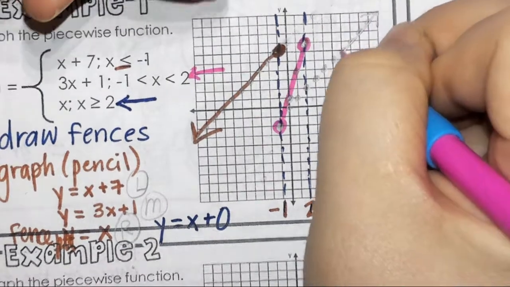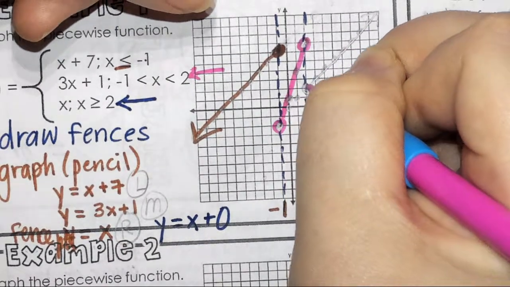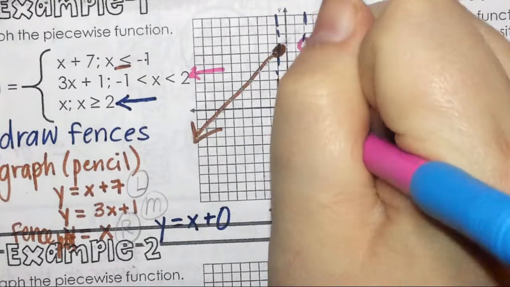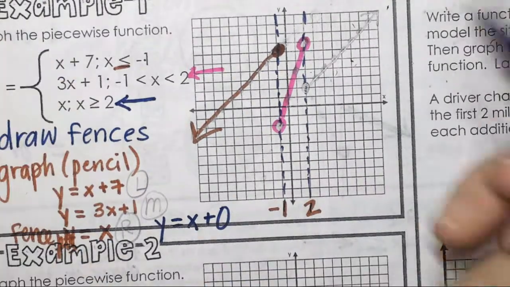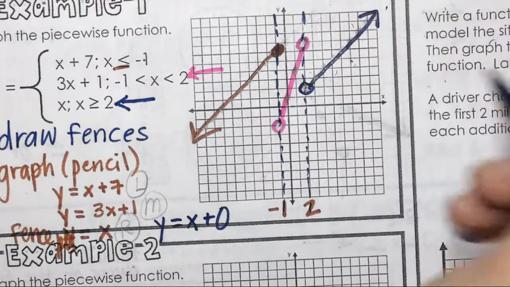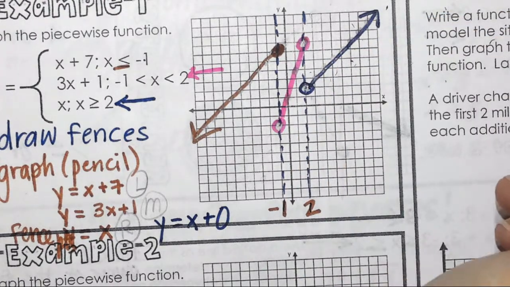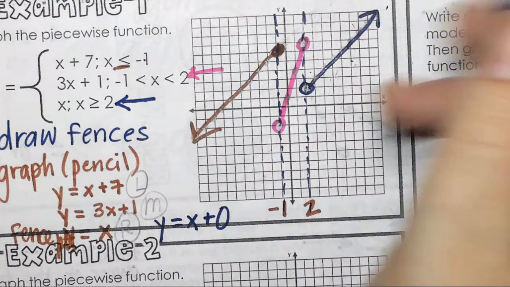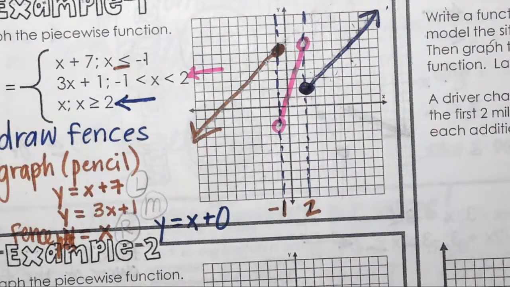So I've got this last guy. I really only want him till the fence, so anywhere below the fence, I'm going to erase him. So here he is, and you and I have to argue about this fence point. Are we going to fill it in, or not? We are going to fill it in because it's greater than or equal to.